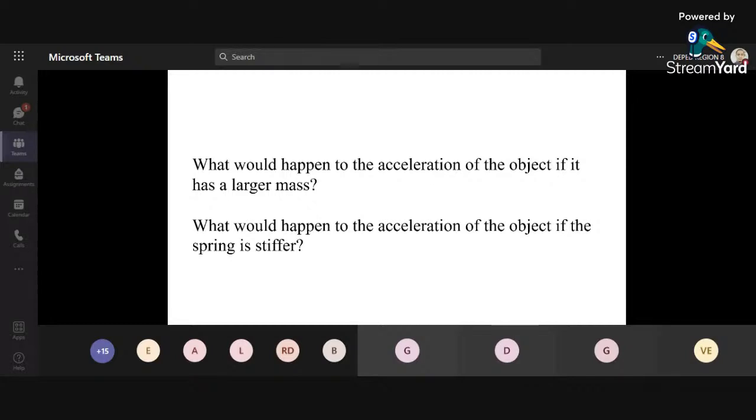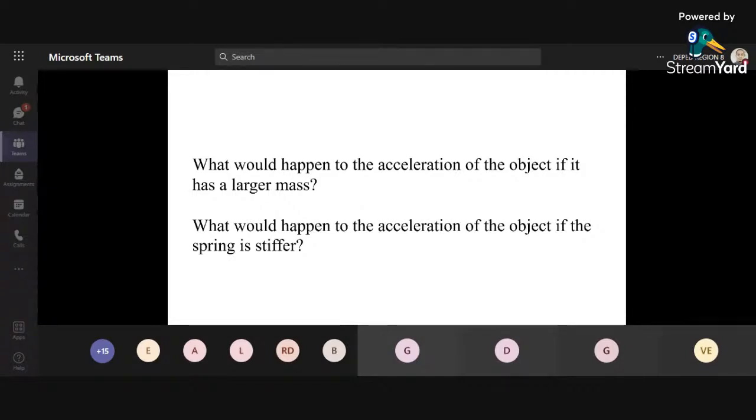Unsa man pud ang reaction sa spring? So asa man diri ang paspas mo oscillate, ang humok o ang gahi nga spring? Paspas ang humok. Mas paspas mo accelerate kung gahi ang spring. So if the spring is stiffer, the acceleration will be greater.